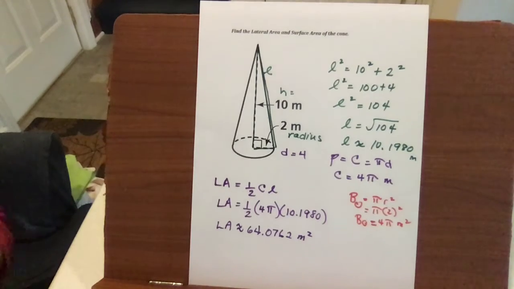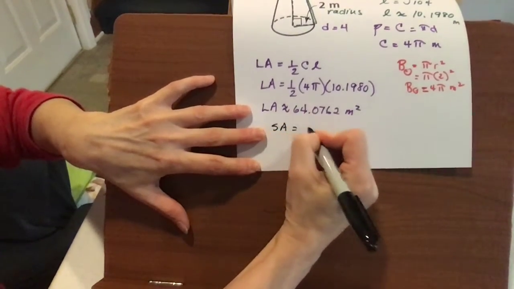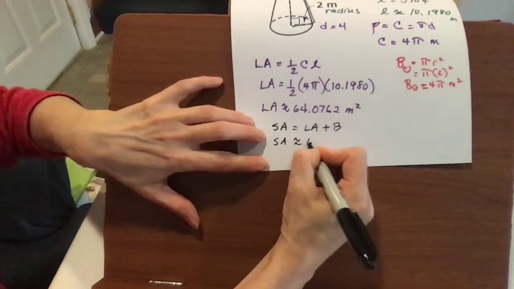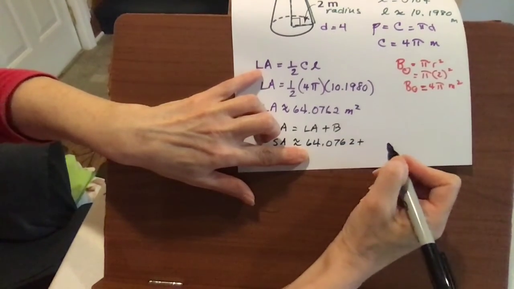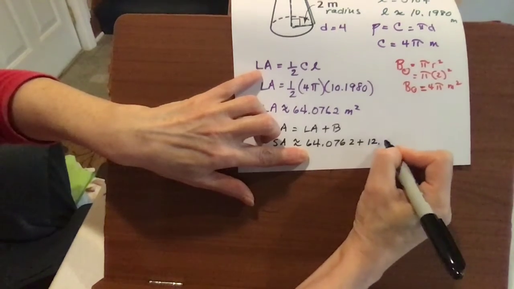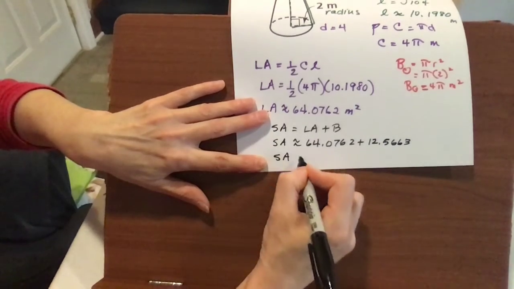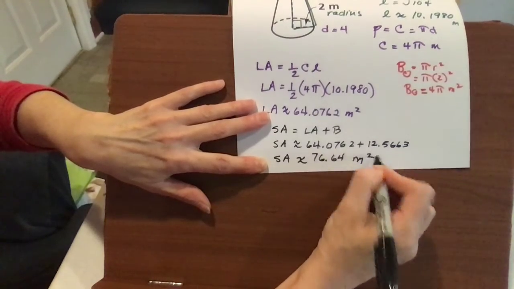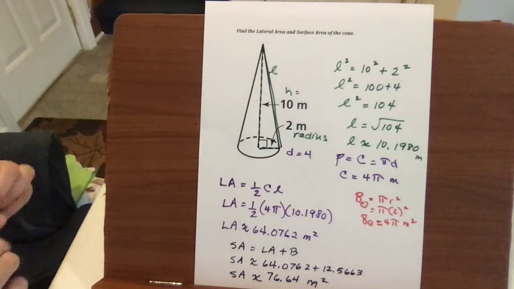All right, so now we can put together our surface area. Our surface area is going to be our lateral area plus one of our base areas. So it's going to approximately be 64.0762 plus 4 pi, which comes out to 12.5663. And so our surface area is approximately 76.64 meters squared. And that is how you find the lateral and surface area of cones and pyramids.